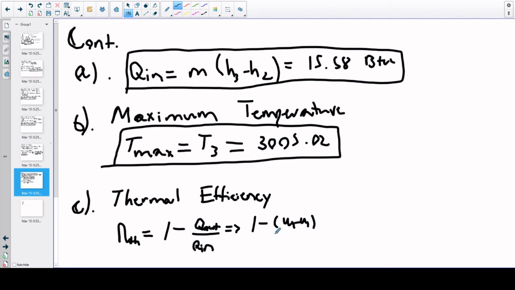So it's 1 minus U4 minus U1. And as you remember, Q out is the exhaust stroke, and the exhaust happens between 4 and 1. And so it's the heat difference, or the energy difference between 4 and 1, that is what's left, right? And then the bottom is Q in, which is just what we talked about, the heat added. And this is me trying to find the answer, which comes out to be 56.5%.